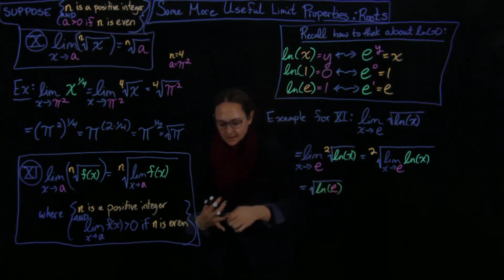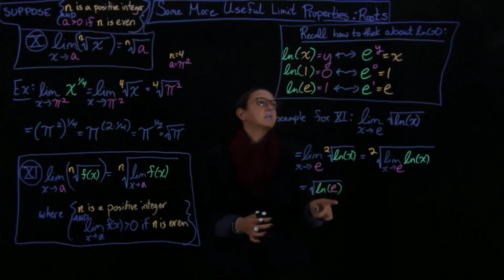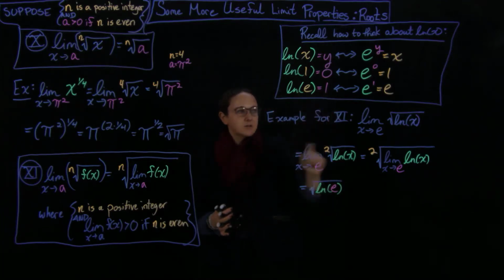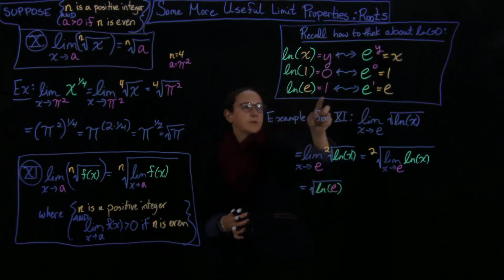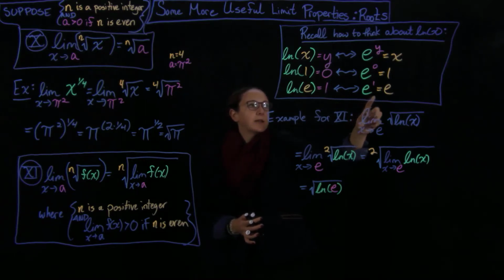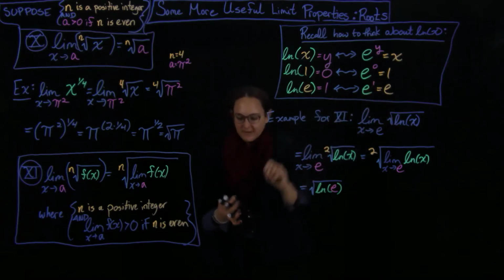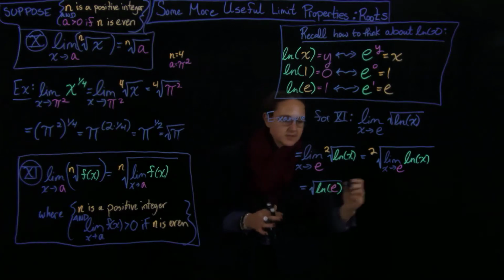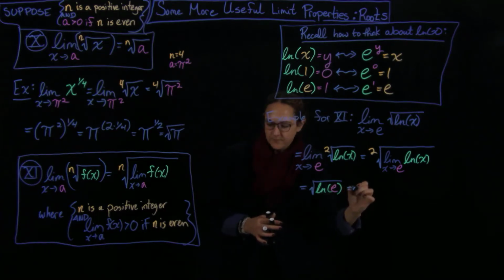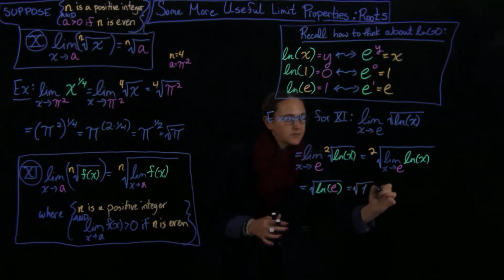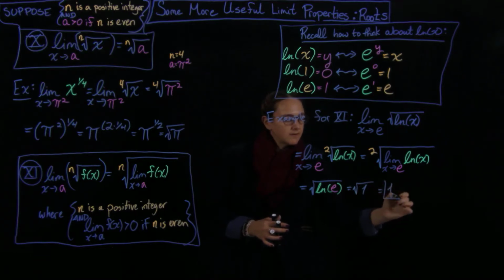Okay, so what is that? Well, the natural log of e, you can check from up here, is 1. If you were trying to figure that out, you could remember: how do I get e? What power do I need to have? 1 there. So this is just equal to the square root of 1. What is the square root of 1? That's just 1. And we're done.